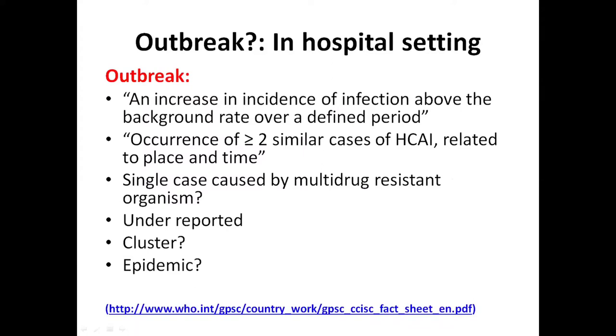So what is an outbreak? Basically, an outbreak is essentially a hospital healthcare associated infection, whenever there is an increase in incidence of infection above background level or rate over a defined period of time. What can be this background rate of infection? It differs from area to area, and with the severity of the infections or infection by a particular organism. So this has to be defined at institutional or hospital level. Broadly, occurrence of two or more similar cases of healthcare associated infections related to place and time is an outbreak. Even a single case caused by a multi-drug resistant organism may be considered an outbreak.